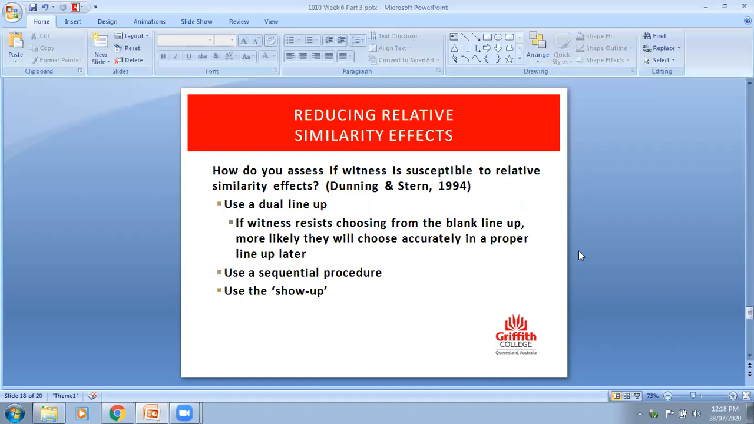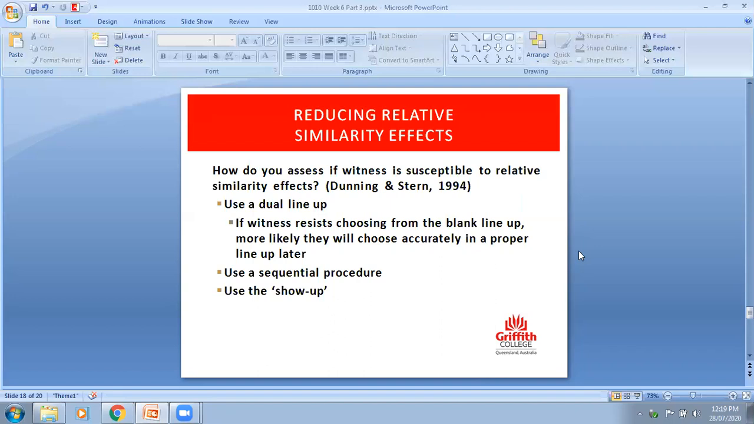Okay? So a dual lineup is where you have two lineups, and the blank lineup is one where there is no suspect, but that person is in the next lineup. Okay, so you just have two lineups and they have to decide if there's one with nobody in it and pick which one it is. Sequential procedure is where the witness is only shown one person at a time, which can help to eliminate relative similarity, as they won't see more than one person at a time, but that can make it difficult to differentiate.